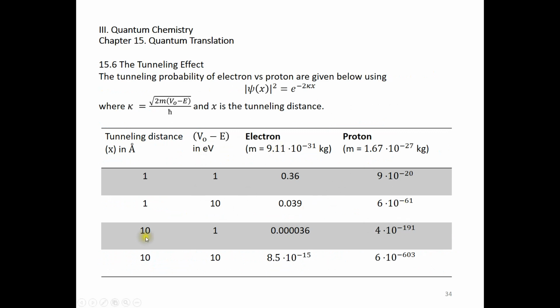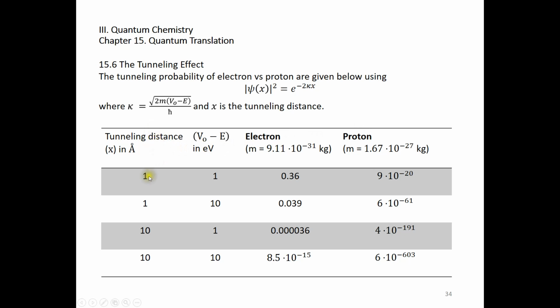We have a table of the tunneling probability here. Those are computed with this equation, e to the power of -2 kappa x. Kappa is the square root of 2m multiplied by V0 minus E, on the bottom we have h bar. X is the tunneling distance. And again, we did 8 calculations, 4 for electrons, 4 for protons.